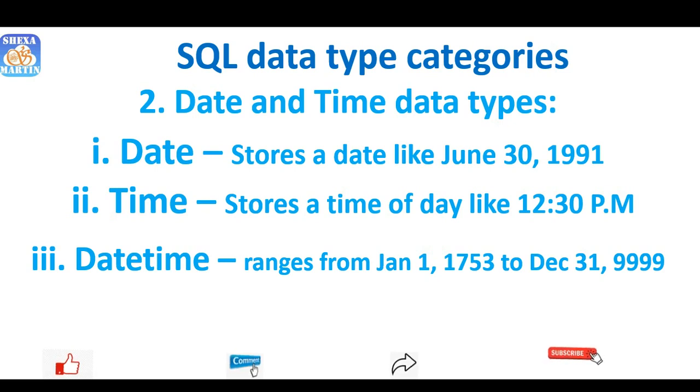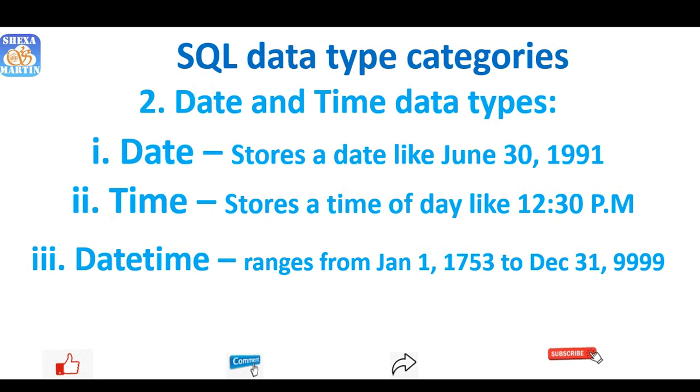So that's datetime. It has this range: it doesn't allow any date before January 1, 1753 or after December 31, 9999. So that's the datetime data type. It's so defined that the datetime range is going to change by time.